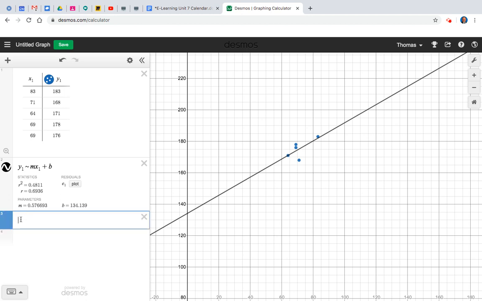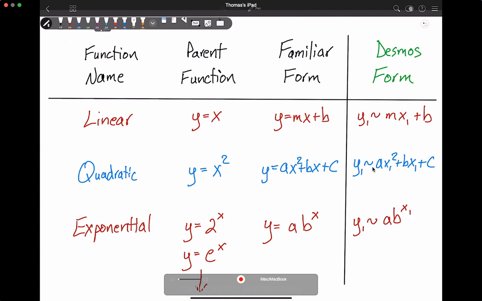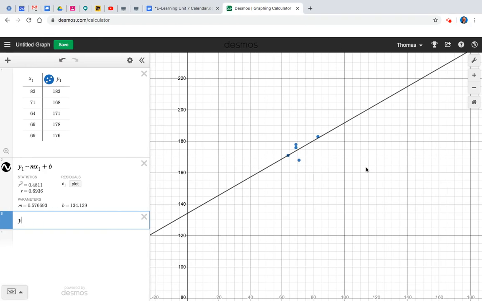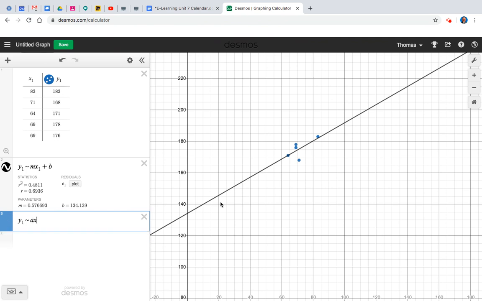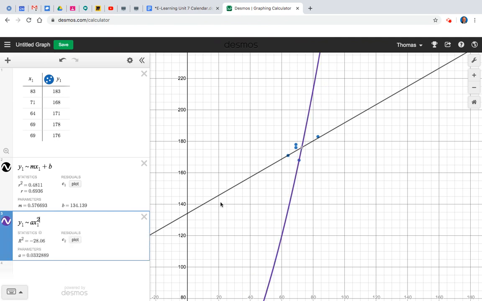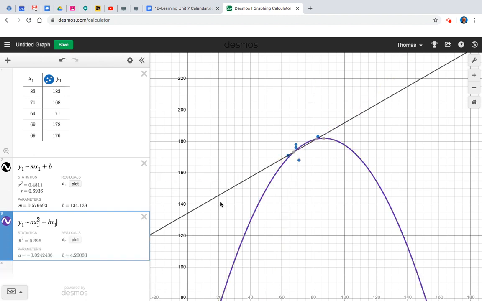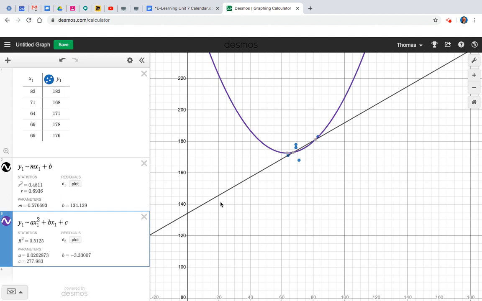Let's think that it's quadratic. So this form here, I'm going to go ahead and type it in, y1, notice the subscript, shift that key next to your number 1 on your keyboard, and then it will be ax squared plus bx plus c. So ax1 squared, then kick down to the right, plus bx sub 1, and then plus c. Remember, the x and the y need the subscript of 1. All the other variables, just leave them as they normally would be. So there's my quadratic regression.